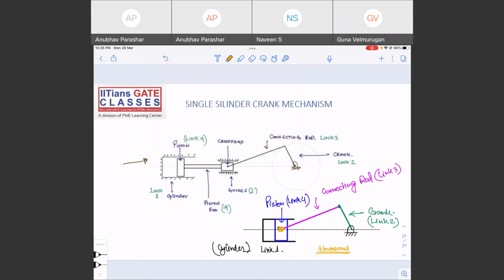There is 1 turning pair here, 1 turning pair here, and 1 turning pair here. Right? So how many turning pairs are there? There are 3 turning pairs. And you can also see there is one sliding pair, right? There are three turning pairs and one sliding pair. So this kind of question, simple observation based question. Okay?